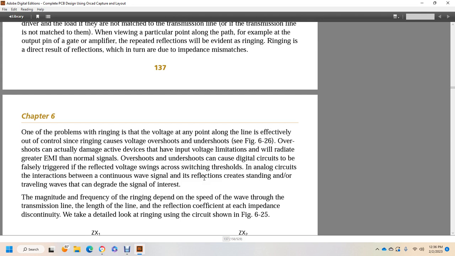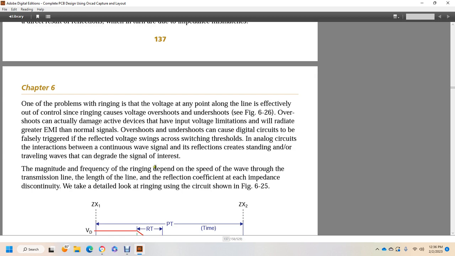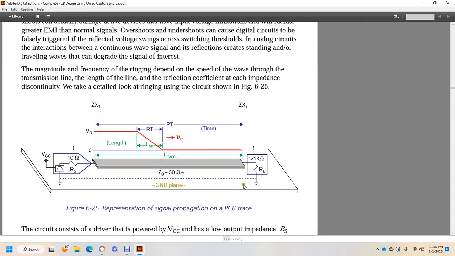In analog circuits, the interaction between continuous wave signals and reflections creates standing or traveling waves that degrade the signal of interest. The frequency of the ringing depends on the speed of the wave through the transmission line, the length of the line, the reflection coefficient, and each impedance discontinuity. Let's take a detailed look at ringing using the circuit shown in figure 625.